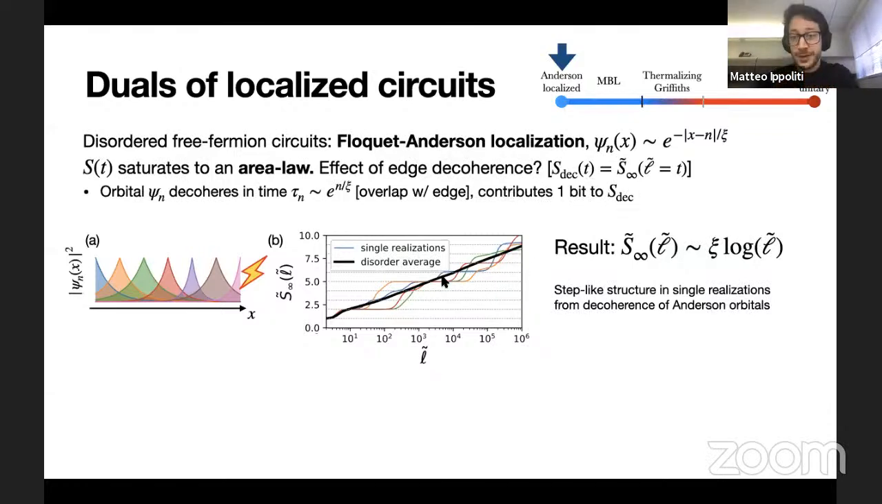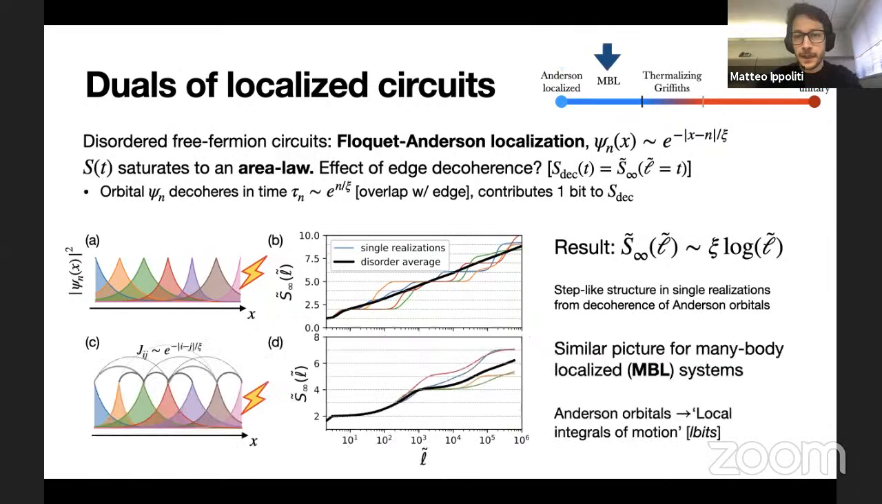These are the results of numerical simulations, which show that for single realizations, you can really beautifully see the decoherence of these individual orbitals: all of these plateaus at integer values, number of bits, going up in steps. And on average, that gives you this logarithmic divergence of the entanglement entropy. So again, we calculate this in time as a unitary evolution with edge decoherence, but then due to that duality, this equals the spatial scaling of the steady state entanglement in the sideways circuit.